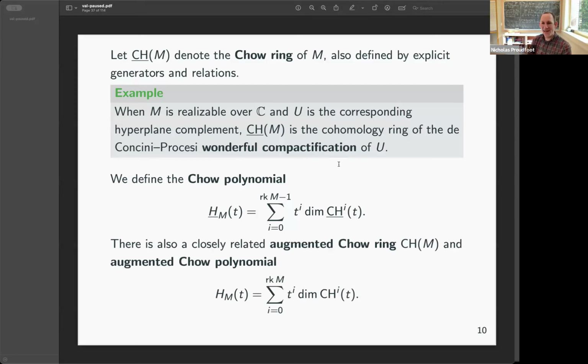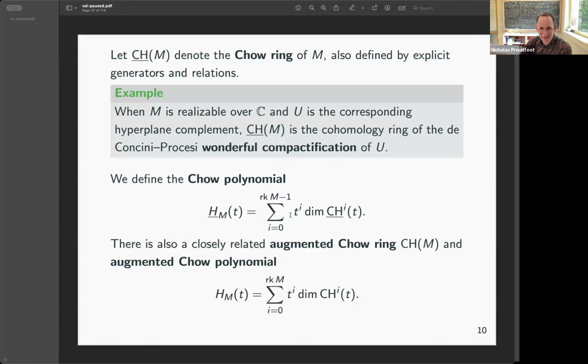And I'm not going to tell you how to define the augmented wonderful variety, but there's a related ring also defined by generators and relations called the augmented Chow ring. In the realizable case, it's the cohomology ring of something called the augmented wonderful variety, and the augmented Chow polynomial is the Poincaré polynomial of that.